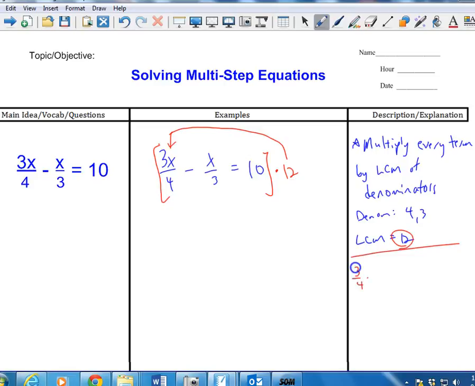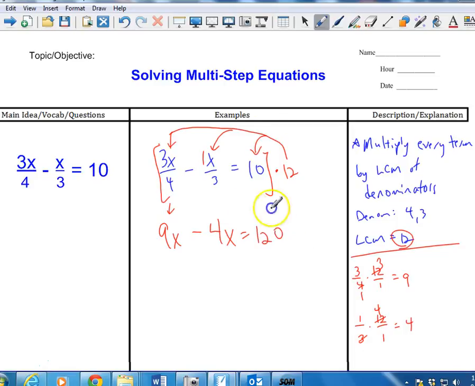3 over 4 times 12 over 1. Well, 4 goes into 12 3 times, and 3 times 3 is 9. So if I multiplied that there, you end up with 9x. So 3/4 x became 9x. Minus, now here, you're going to multiply 12 times x over 3, which is really 1/3. So 1/3 times 12. 3 goes into 12 4 times. 4 times 1 is 4. So here you have 4x equals, now you also have to multiply the 12 times 10, which is 120.